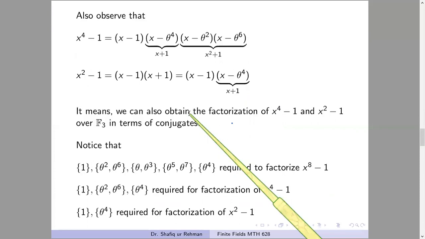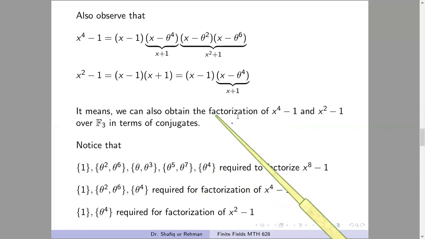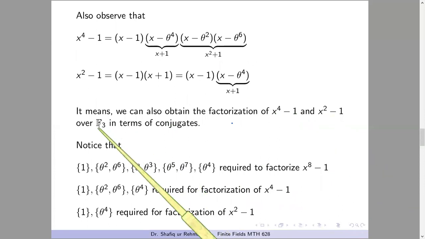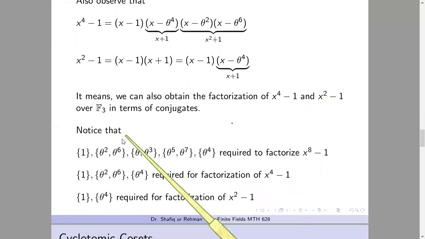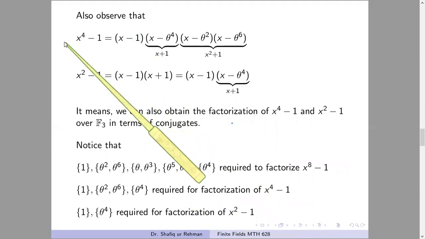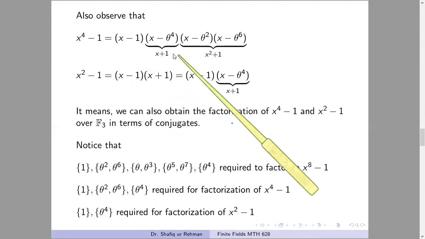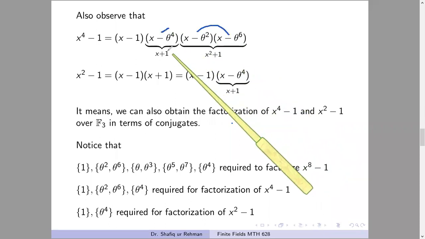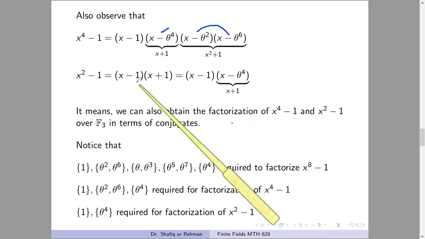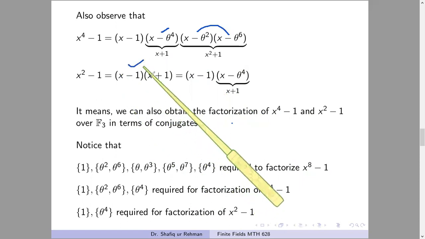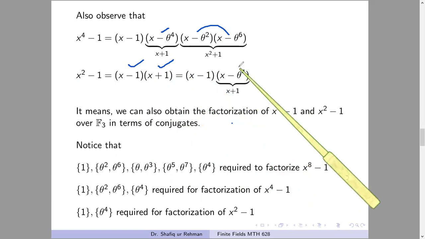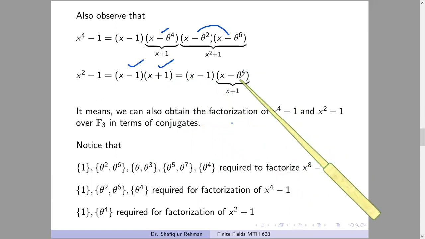But the important thing here is that we can also obtain the factorization of this over the field F3 in terms of conjugates. For instance, in the case of x power 4 minus 1, we take these sets of conjugates, that is 1, theta square, and theta 6. You see, in this case we have theta square and theta 6, and in the case of x square plus 1, the set of conjugates is 1 itself, and the other is theta power 4 minus 1.